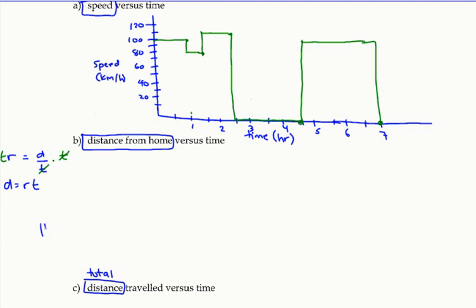If I'm traveling at 100 kilometers per hour for 2 hours, how far did I go? 200 kilometers. We multiply them. Very good. That was a brain teaser there.